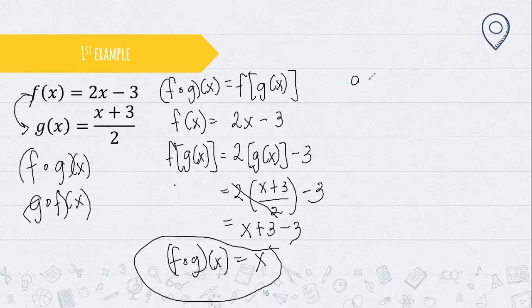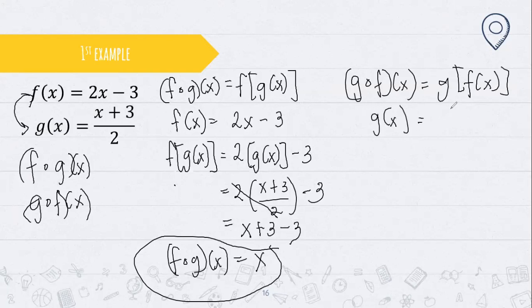So we have g of f of x. So g of f of x is, yun nga, g of f of x. Ipapasok ko sino? Si f of x. So we have g of x muna. Ang g of x natin ay, ayan, (x plus 3) over 2. Papasok kasi f of x.